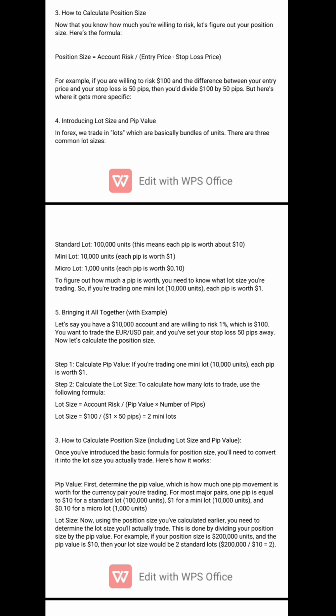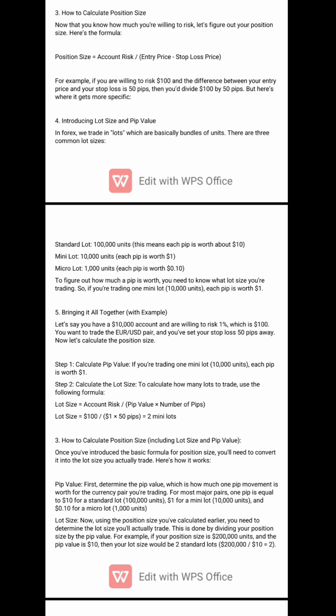Now, point 4, introducing lot size and pip value. So for every move in a particular currency, there's a value to that. So let's say if Euro USD moves a pip, or we call it a distance, if it moves one distance, or a step, how much does that cost? That is what we call pip value. Then we look at the lot size also. How much you are willing to buy, those units or quantity.